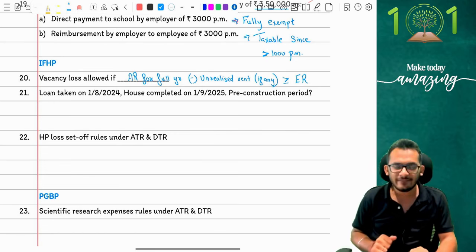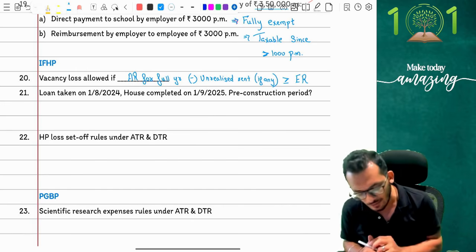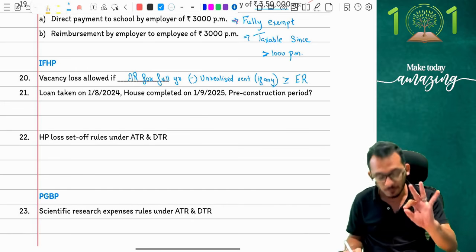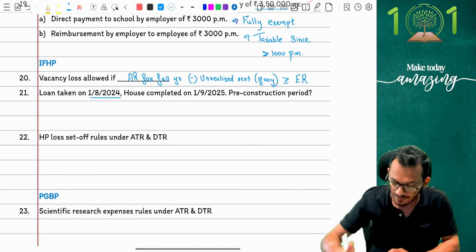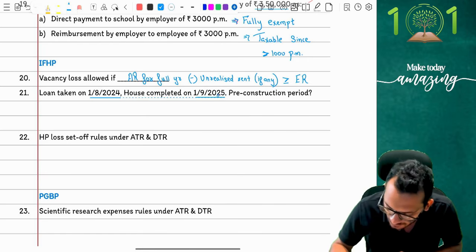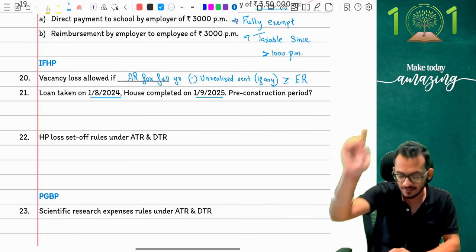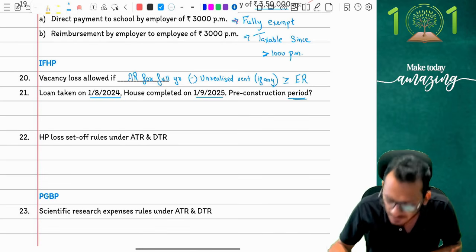Question number 21 says, loan has been taken on 1st August 24. Please notice, not your previous year. Loan has been taken somewhere in the past year. House has been completed on 1st September 25, your previous year. Current year, they have completed the house. Question is simply asking, what is the pre-construction period?